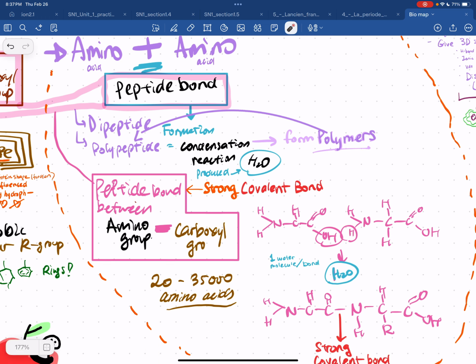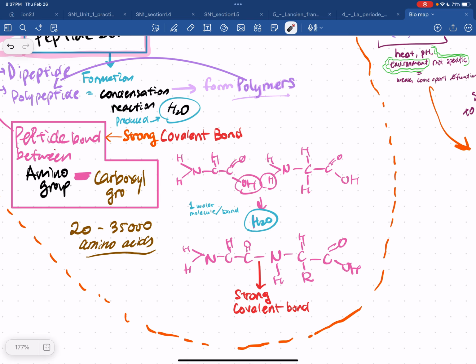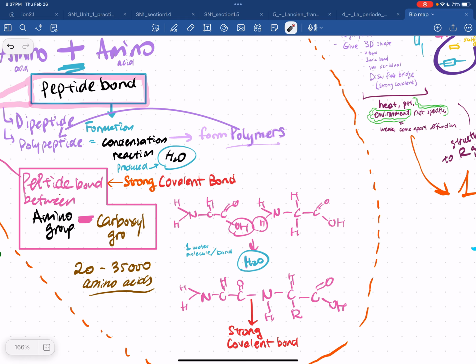Yeah, so each group will form one water molecule. So by counting the water molecule, we can count how many bonds were made, and from that we can deduce how many amino acids are making this chain, polypeptide chain. This is called the polypeptide chain.